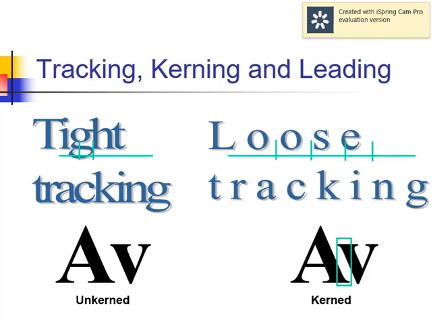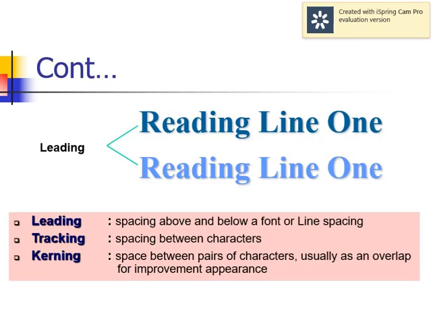Other than font size, you also need to know about tracking, kerning, and leading. Kerning is the space between a pair of characters, usually as an overlap for improved appearance. So this one is the unkerned and this is the kerned type. And then you also need to know about tracking. Tracking is the spacing between characters. If you look at this, this is a tight tracking and another one is the loose tracking. Lastly is leading. Leading is the space above and below the font, or line spacing. It's basically the line spacing of the sentence.